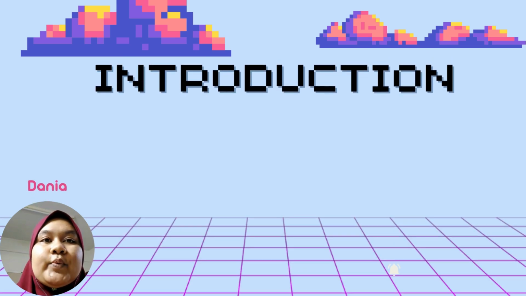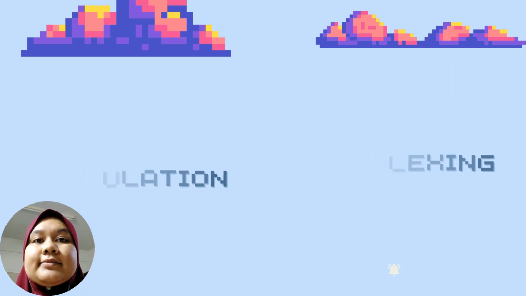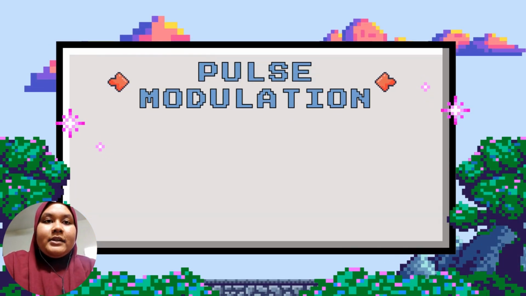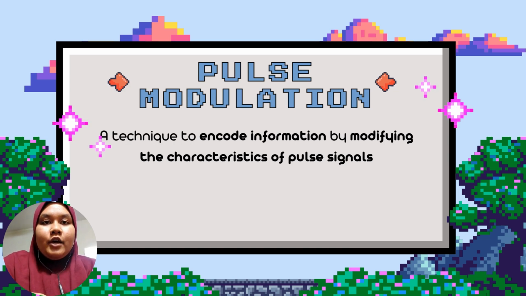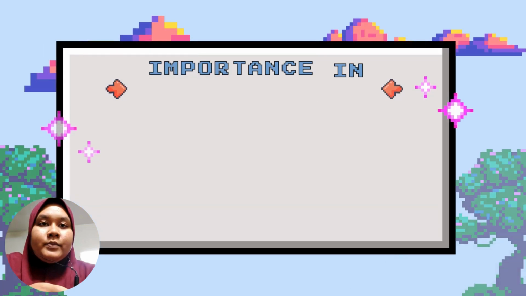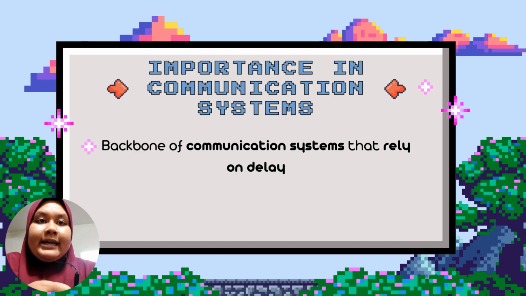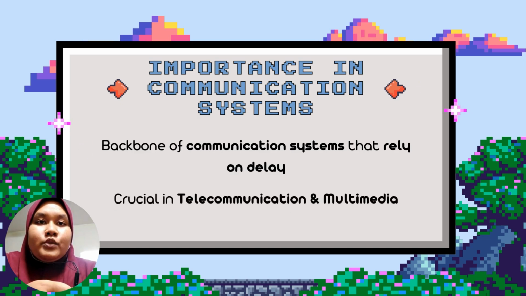Hi everyone, today we'll explore the fascinating world of pulse modulation and multiplexing. Pulse modulation is where we modify specific aspects of pulse signals, like their amplitude, width, or position, to carry information efficiently. Pulse modulation is incredibly important, forming the backbone of communication systems that we rely on daily, from telecommunications to multimedia.